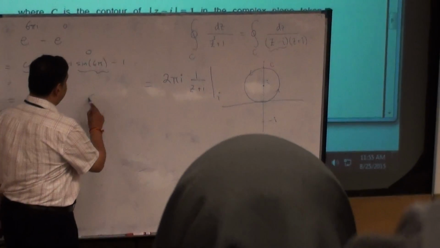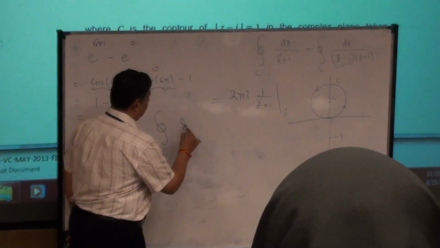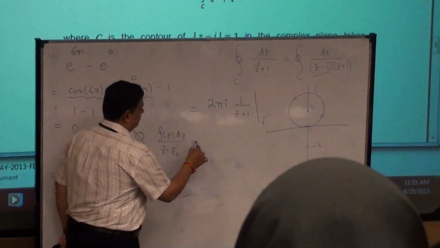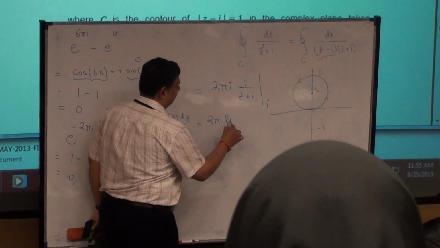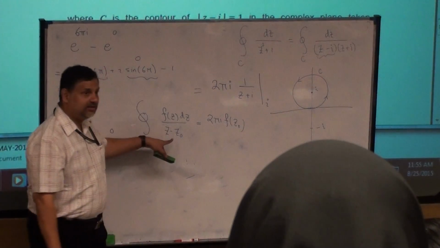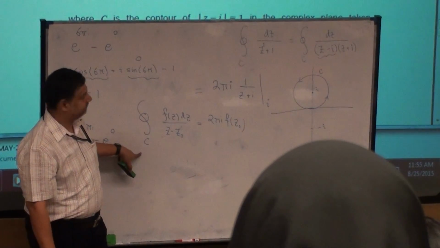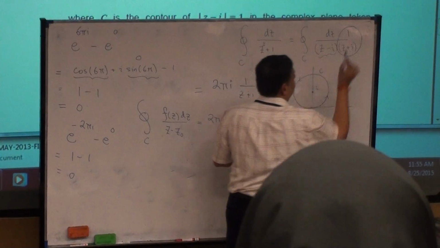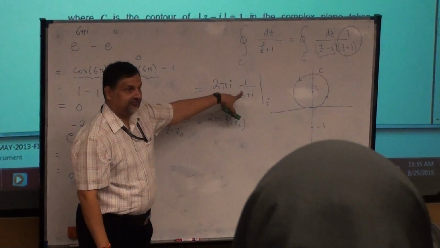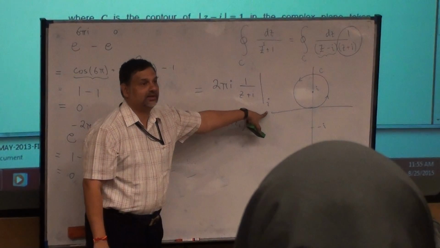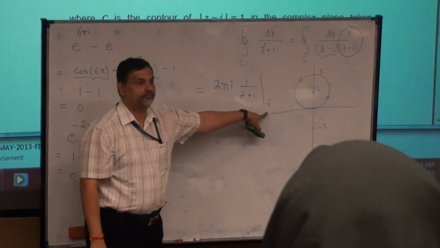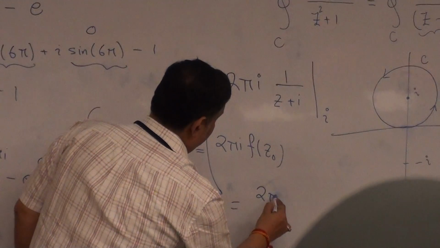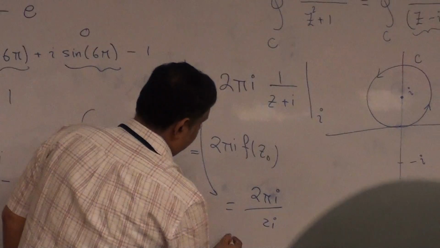Cauchy's integral formula is that an integral over C of f(z) dz over (z minus z0) is equal to 2 pi i times f evaluated at z0, where z0 is the singularity inside of C. Here my f is 1 over (z plus i). So 2 pi i times f evaluated at the value of the singularity, which is i. Okay? So this one will be equal to 2 pi i over 2i, so this is pi.